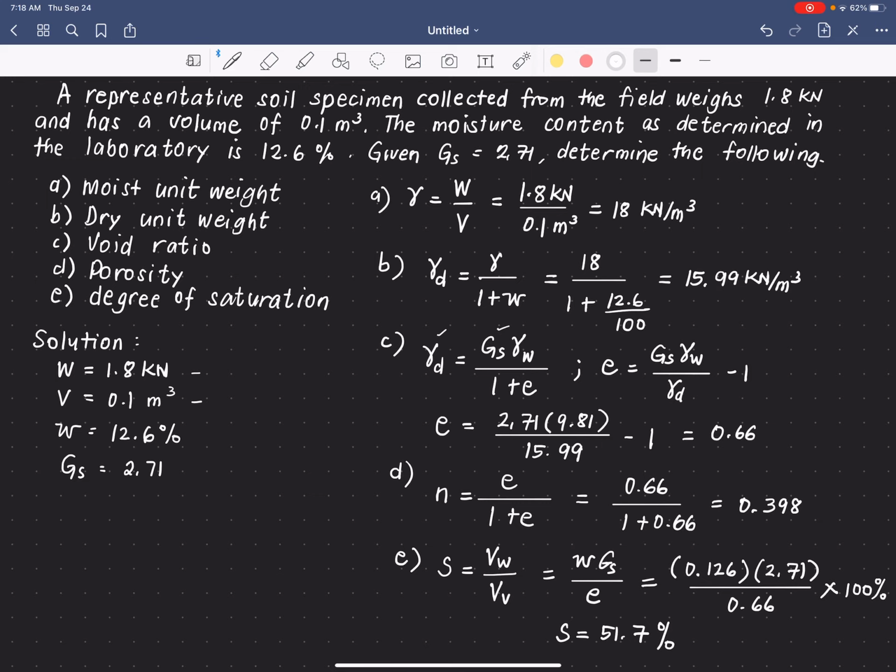So that's it. We have solved for the moist unit weight, the dry unit weight, the void ratio, porosity, and degree of saturation. Thank you.